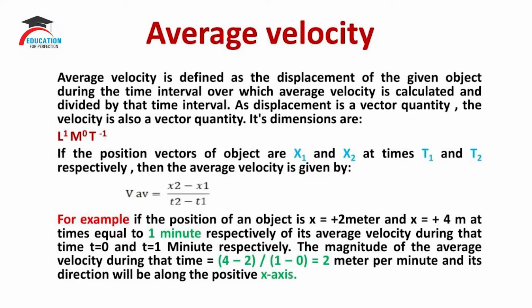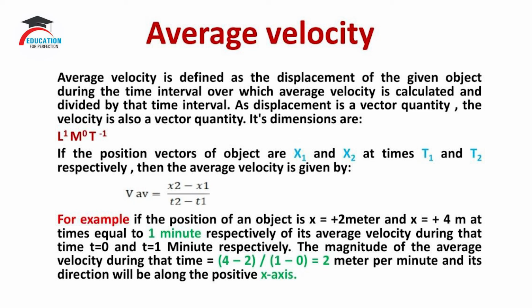So friends, today in this video we shall try to understand one another topic in physics. Now let us try to understand the next term, that is the average velocity. The average velocity is defined as the displacement of the given object during the time interval over which average velocity is calculated, divided by that time interval.